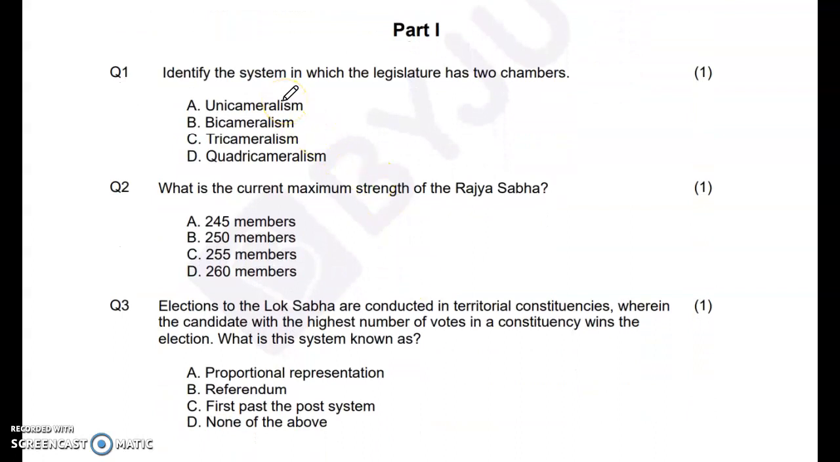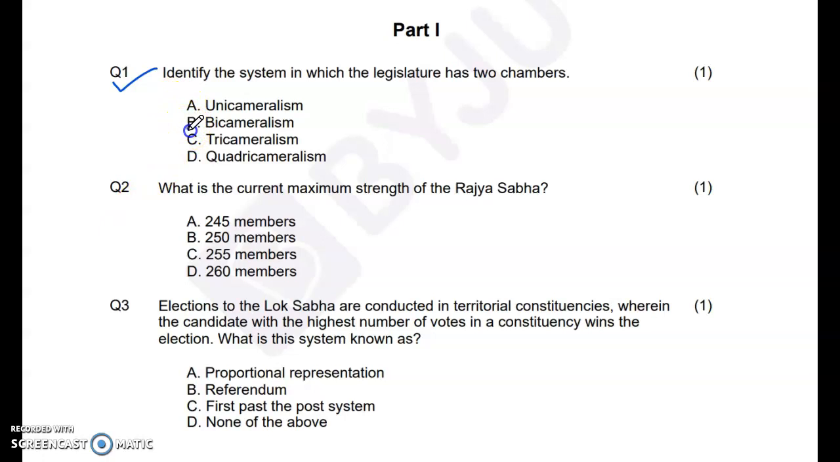Identify the system in which the legislature has 2 chambers. These are the options. You may also practice this question paper along with me. You may write the answers or write the correct option, whatever you feel is correct, and then I'll tell you the answer. You can also comment your score in the comment box.